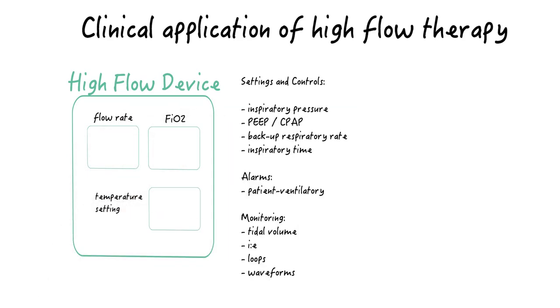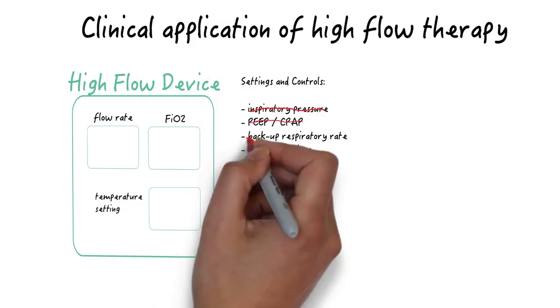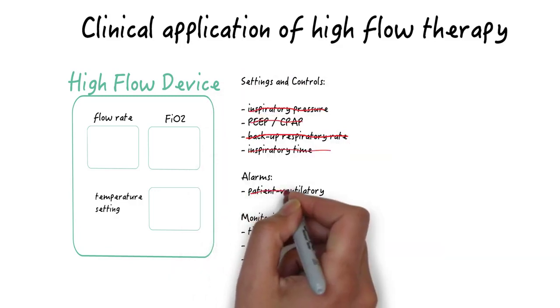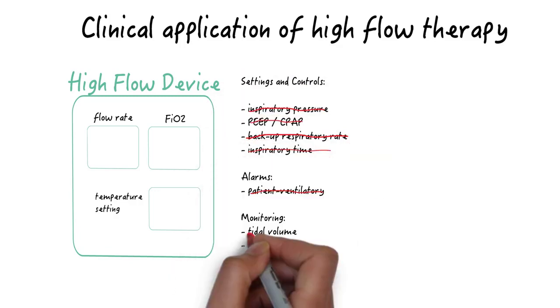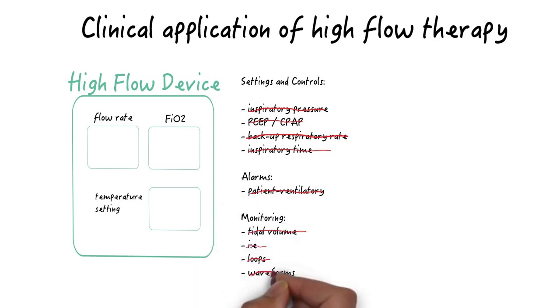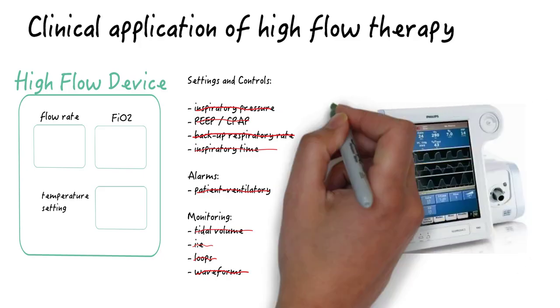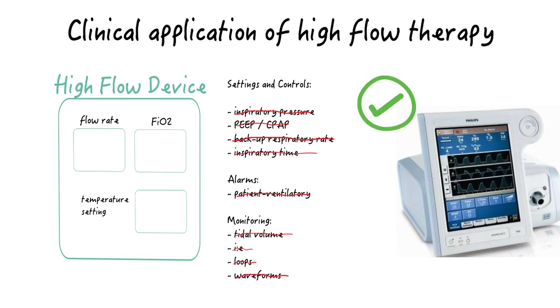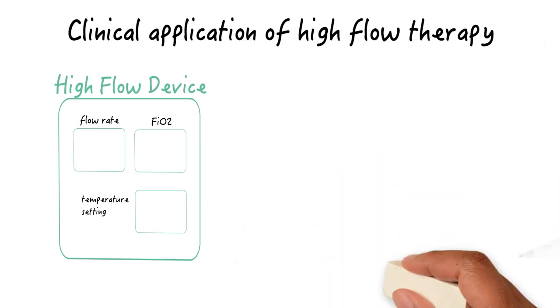In high flow therapy, for example, there is no inspiratory pressure setting, no PEEP or CPAP setting, no backup respiratory rate setting, no inspiratory time setting, no patient ventilatory alarms. You also cannot monitor the tidal volume, the IE ratio, and there are no loops or waveforms. You get the idea. NIV, on the other hand, can provide all of these. In fact, the only two main controls on high flow therapy are FiO2 and flow.